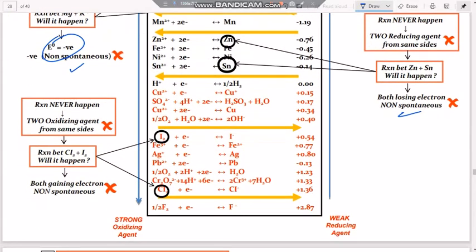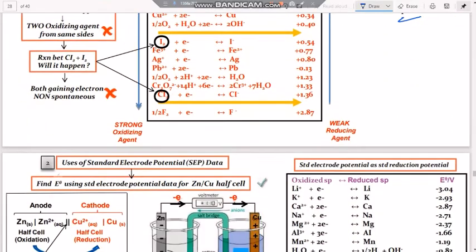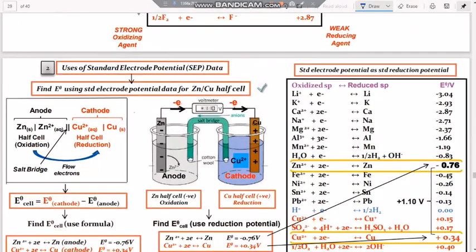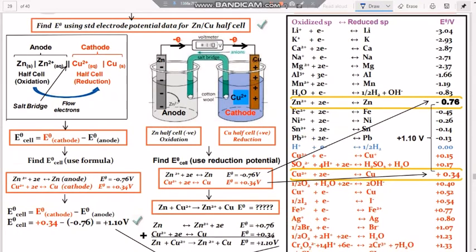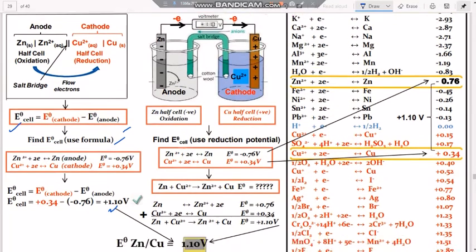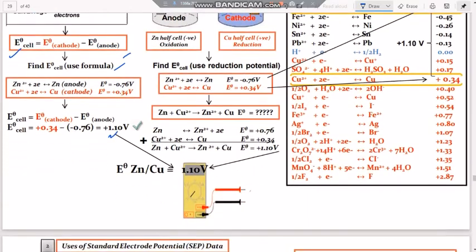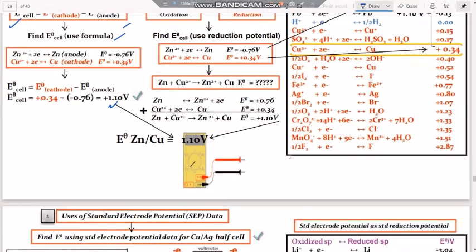And uses of standard electrode potential data, if you check zinc and copper, that is the galvanic cell, the Daniell cell, the formula to be understood is E naught cell is equal to E naught cathode minus E naught anode. So find E naught cell of this compound. After finding, we got 1.10, which we have already observed earlier. So it indicates that this is a spontaneous reaction.